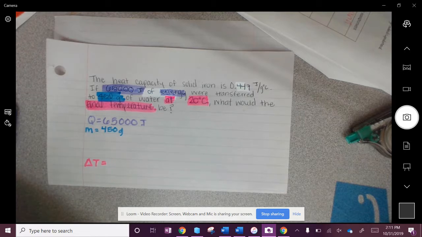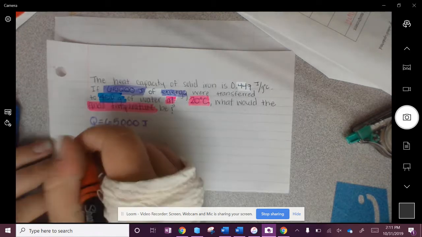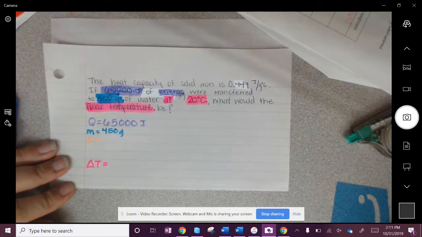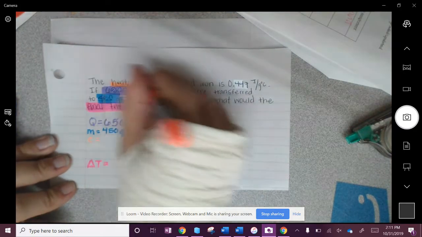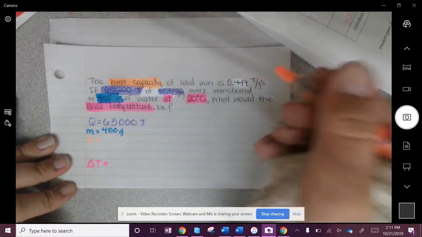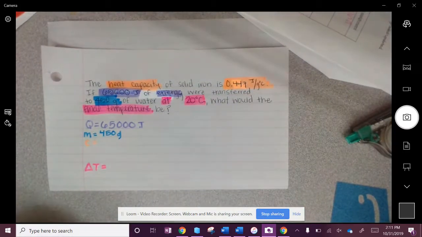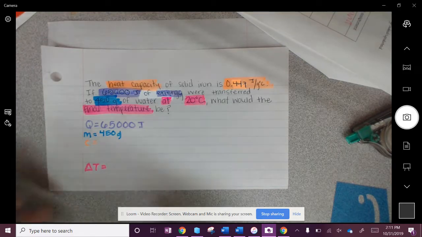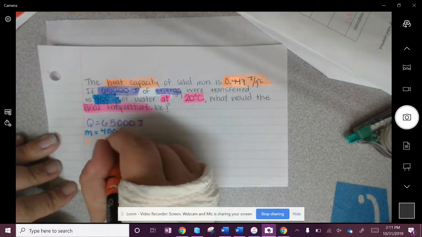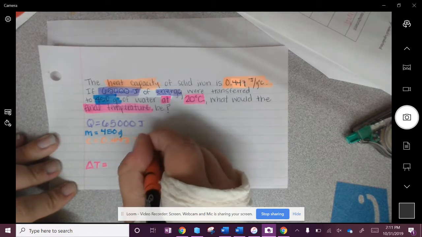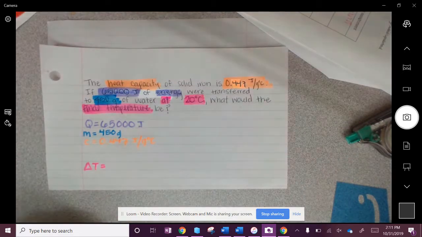We have mass, and then finally our C, before we can get to our delta T. Our C is our specific heat capacity. And it does say that the heat capacity of iron in this case is 0.447 joules per gram degree Celsius. So 0.447 joules per gram times degrees Celsius.